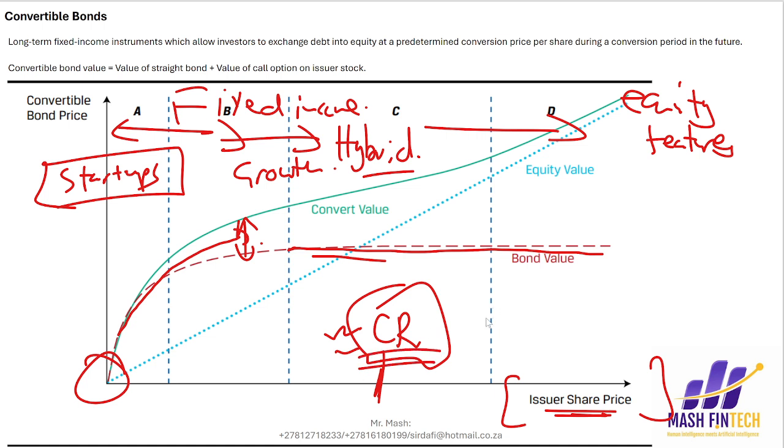The issuer share price rises above the conversion price. The convertible bond price approaches the equity value. So when you get to D now, the conversion value gets closer and closer to the equity value. And as the issuer share price continues to rise, the conversion price and the convertible bond price approach the equity value, and it will be better at this instance now to convert. All right, so you just understand this diagram, that the bond value is limited and it becomes stable at some point, but the conversion value continues to rise and almost becomes the same as the equity value as the issuer share price also rises.